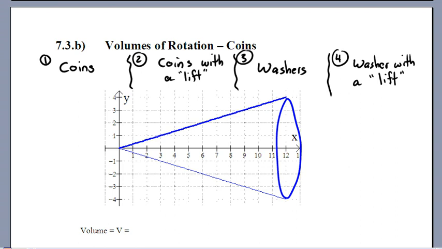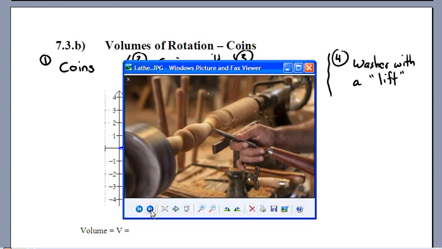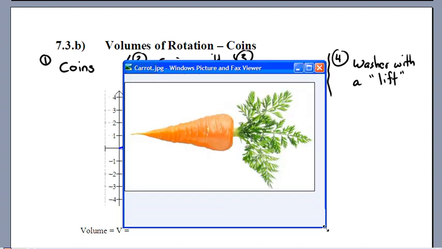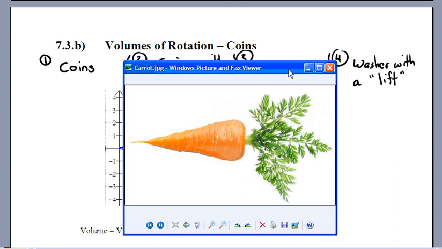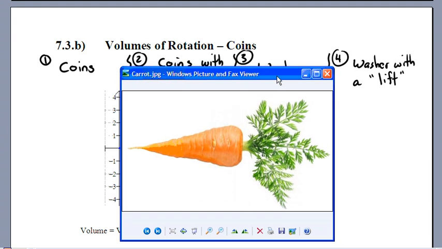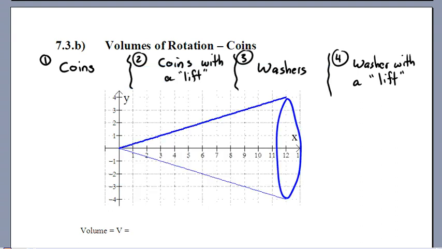In fact, it kind of looks like a big carrot, right? This volume of rotation spinning around the x-axis, by the time it's finished, is nothing but a carrot. And we're going to think about slicing it up into some little carrot coins.